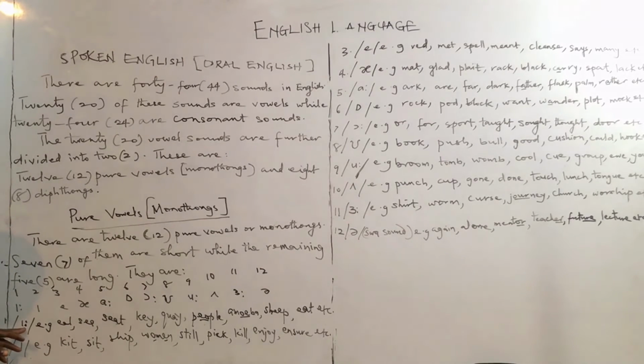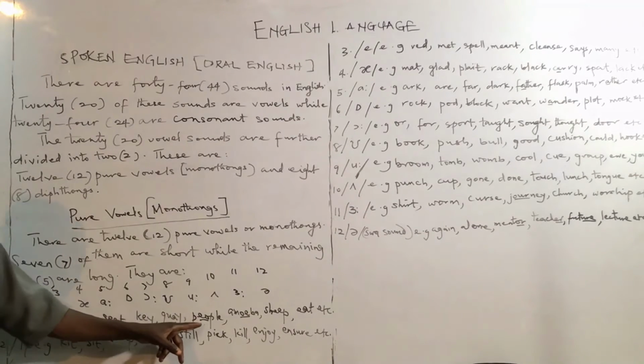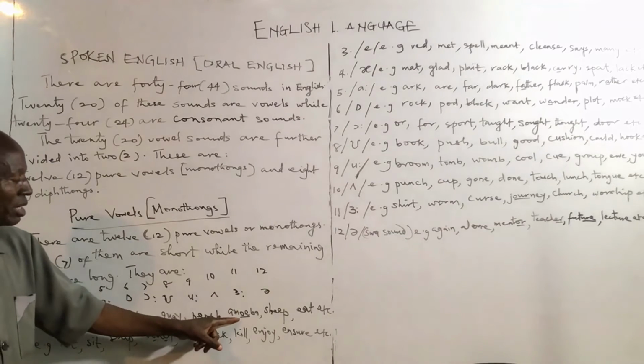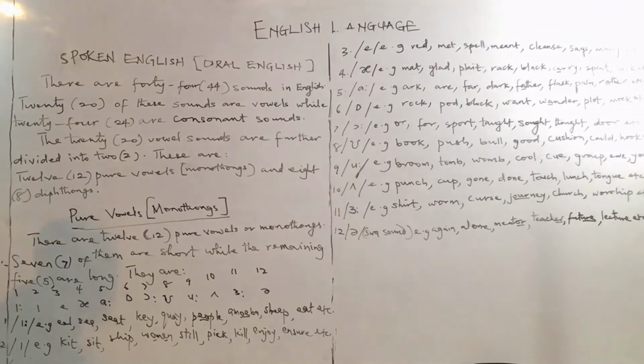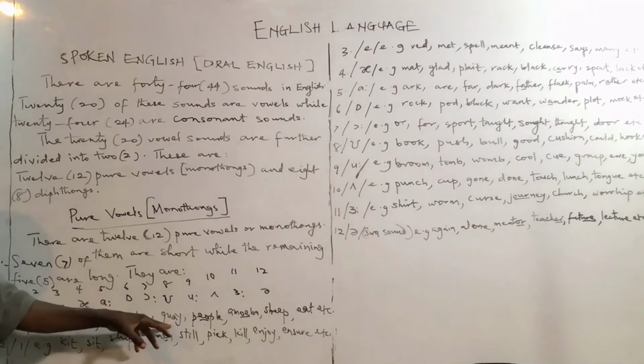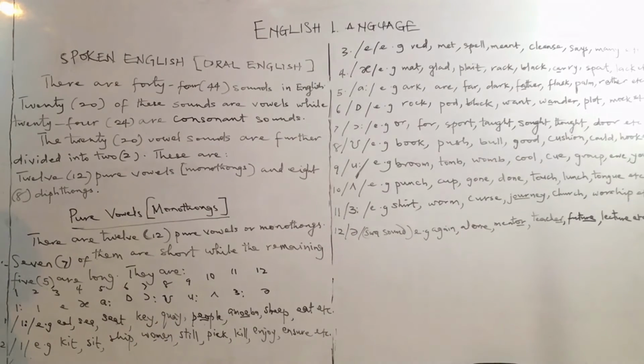This is long E: eel, sea, seed, key, people, amoeba, sheep, eat. Yes, I know some people call this one kwe. It's not kwe, it's key. The same pronunciation with K-E-Y and the same transcription. You transcribe them the same way.